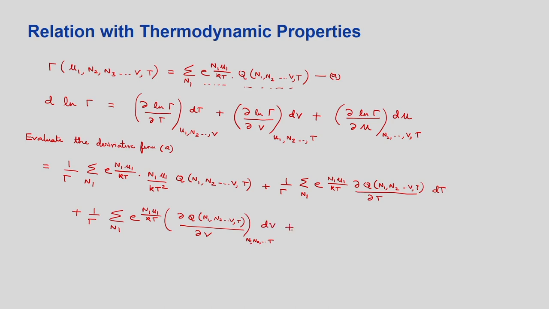Then the third term is on the chemical potential. Again you have this term. Now when you are doing it again, the second term won't have a term of mu, only the first term will have a term of mu. So you will have n1 by kT outside. Then this term will be as it is, n1 mu1 by kT. Then q will also be as it is, because it does not have any terms of mu, into d mu, okay. So this is the entire expression.